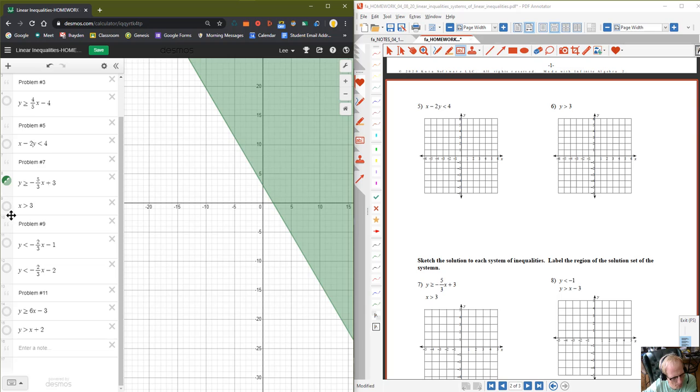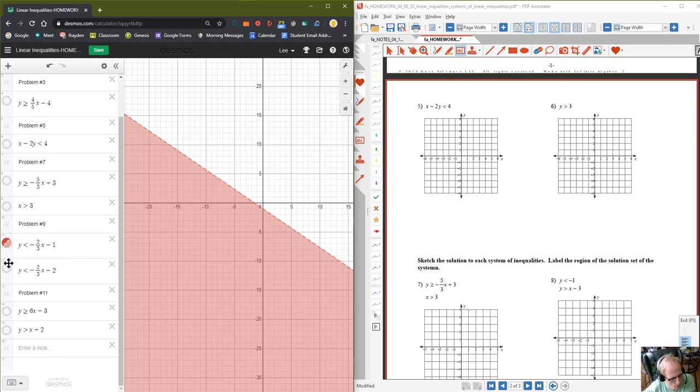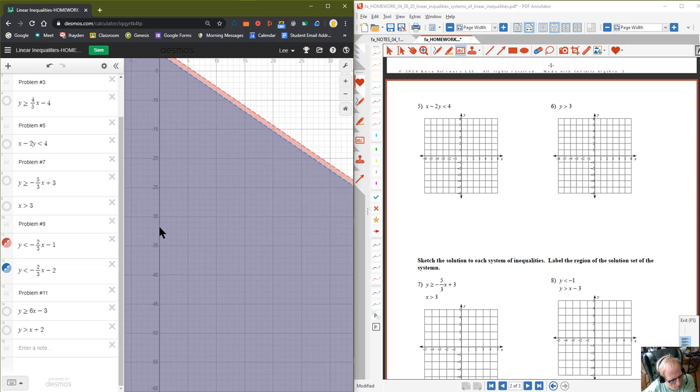Okay, then here is problem number 7. It's a system, and the solution region is going to be where the shading overlaps. So the solution region is in this area right here. The number 9 is also a system. So that would be that, and the solution region is going to be in here.